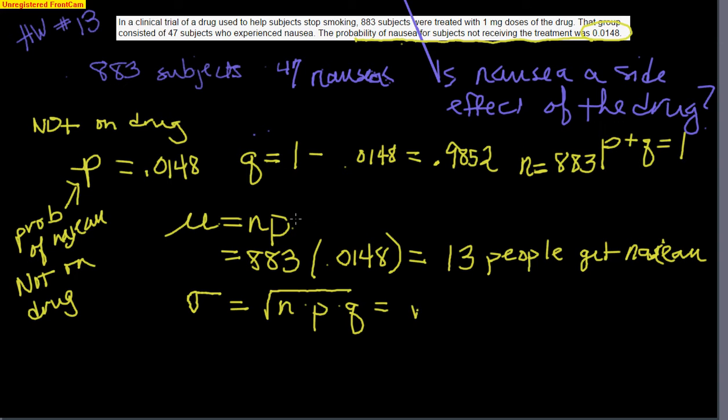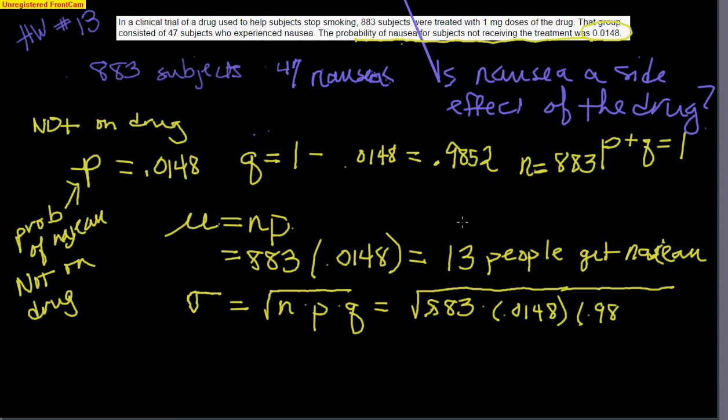So in this case, we need to find the square root of 883 times our 0.0148, times that Q value, which is 0.9852. Remember to multiply all of this together and then click on your square root button. And what you will get is 3.6 people. All right, that's our standard deviation.